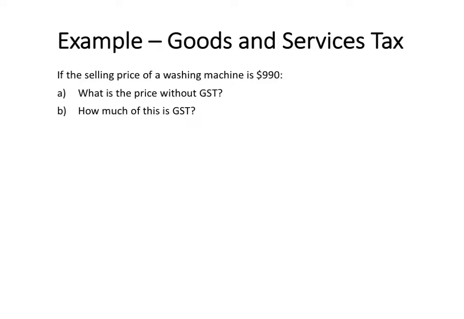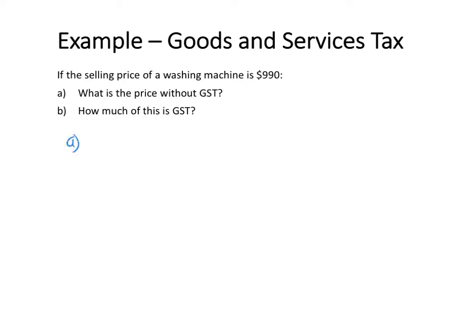So now we'll have a look at a second example with some more GST calculations. In our second example, we are told the selling price of a washing machine is $990, and it wants us to calculate the price without GST and how much of the $990 is GST. So having a look at the first one, what is the price without GST?